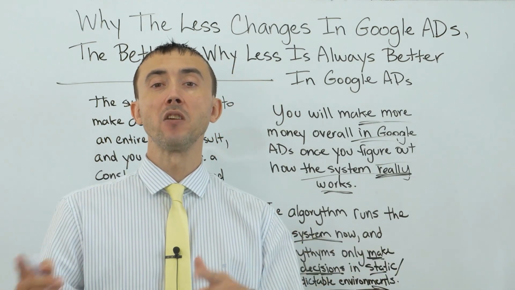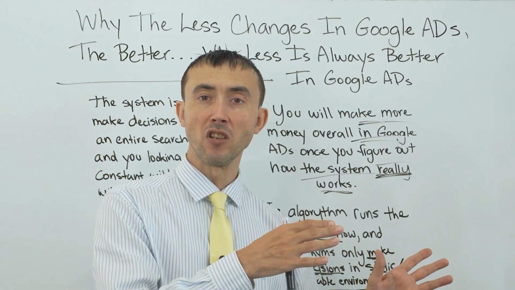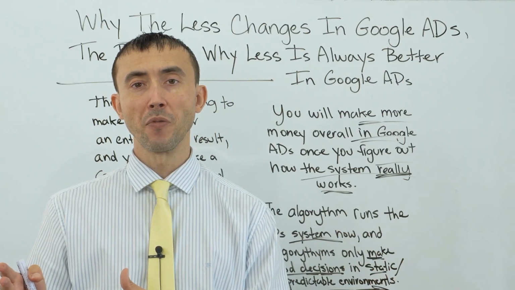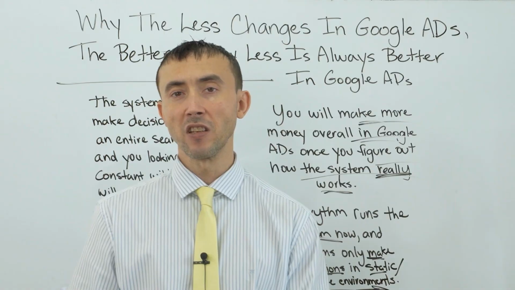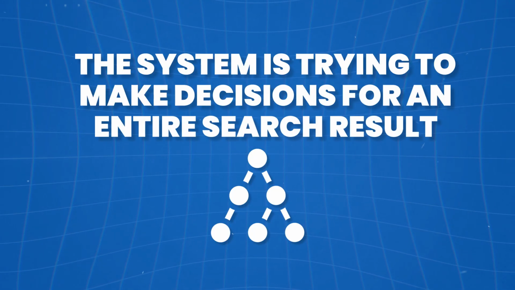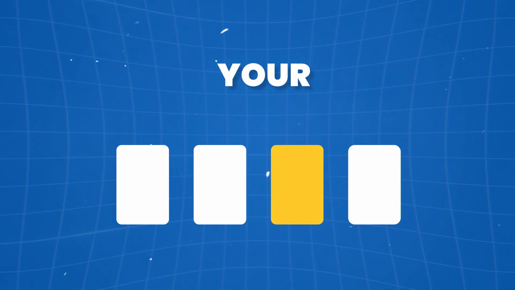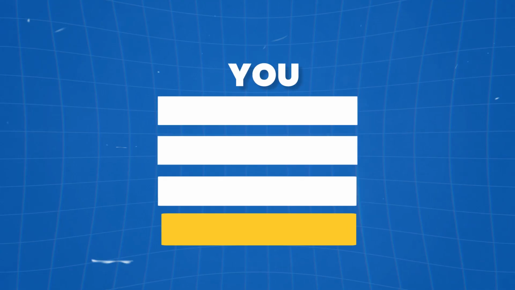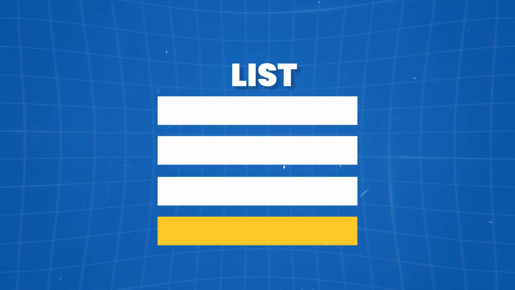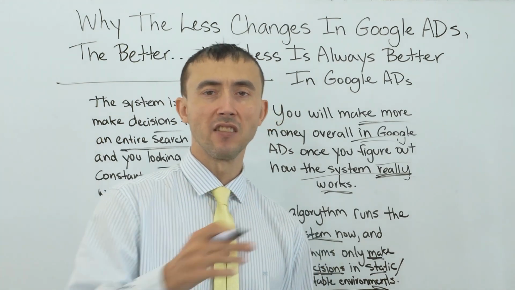And what I'm telling you for a fact is what Google's going to prefer to do in that situation where you keep changing stuff, they're going to prefer to promote the person and take seriously the person that doesn't make a bunch of changes. So the system is trying to make decisions for an entire search result at any given time, and you're looking like a constant wild card with all your changes, and that will get you placed at the bottom of the priority list in terms of them deciding who gets the best spots on Google, okay? And until you stop making those changes, it's never going to change.